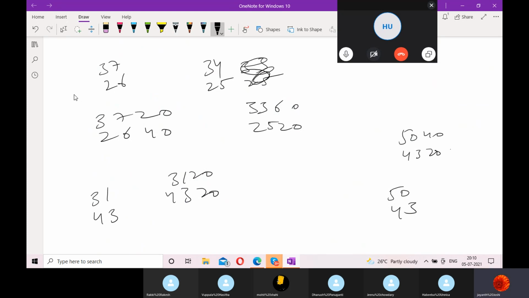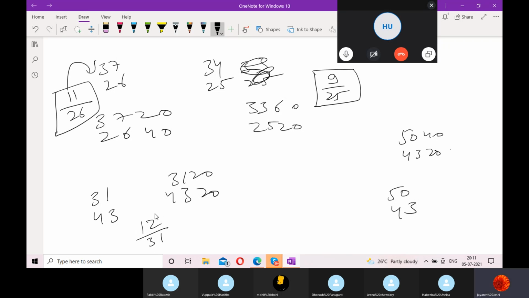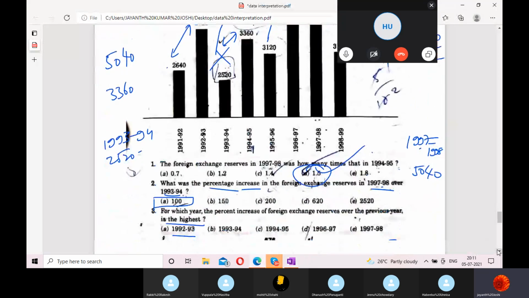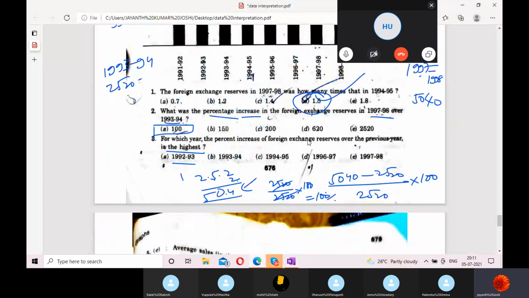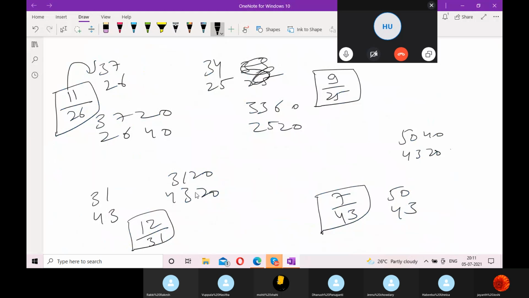So 37 minus 26, 11. 11 by 26. This one is the first one. Here, 24 and 35, the difference is 9. So 9 by 25, second one. Here the difference between 31 and 43 is 12. 12 by 31. And here the difference is 7. 7 by 43. Now what is the question they're asking? For which year the percent increase of foreign exchange reserves over the previous year is the highest? So let us write all of them in a line.